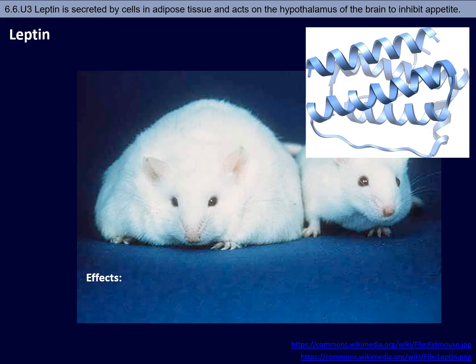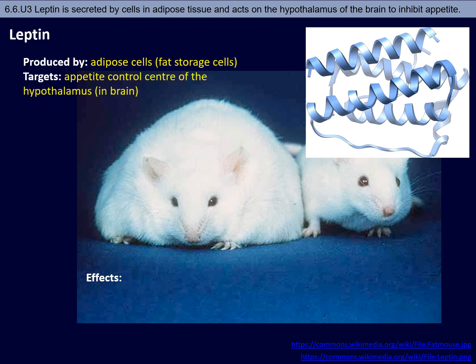The next one is leptin, which we've already talked a little bit about in the digestion topic as well. So leptin is produced by your adipose tissue or your fat cells, basically the cells designed to store fat. And it's an appetite controlling hormone. And so if you increase the amount of fat cells in your body, then you start to increase the concentration of leptin in your blood.